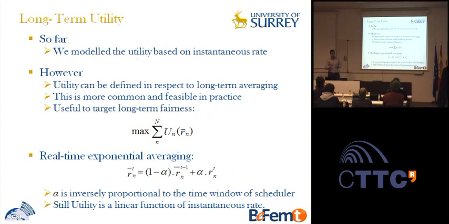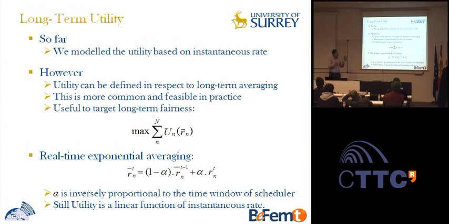So talking about this long-term fairness, the notion of long-term utility comes up. So far we have talked about utility and profit maximization, but we have modeled this utility based on the instantaneous rate. However, in practical systems, in many cases, you see that this utility actually has been defined based on the long-term averaging value. And, for example, proportional fair, which is one of the famous schedulers, which is also used for benchmarking in LTE, HSPA, and other systems, is a more long-term utility function.